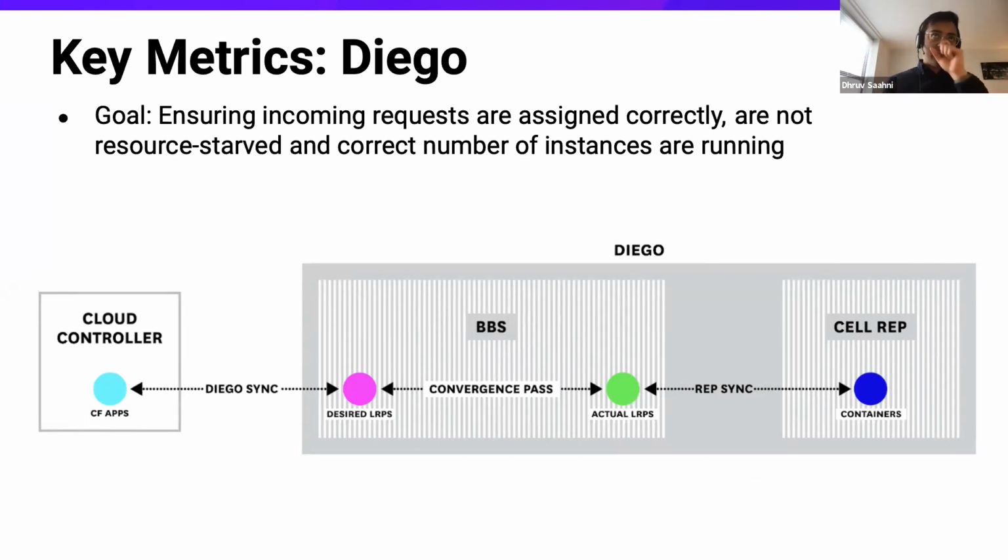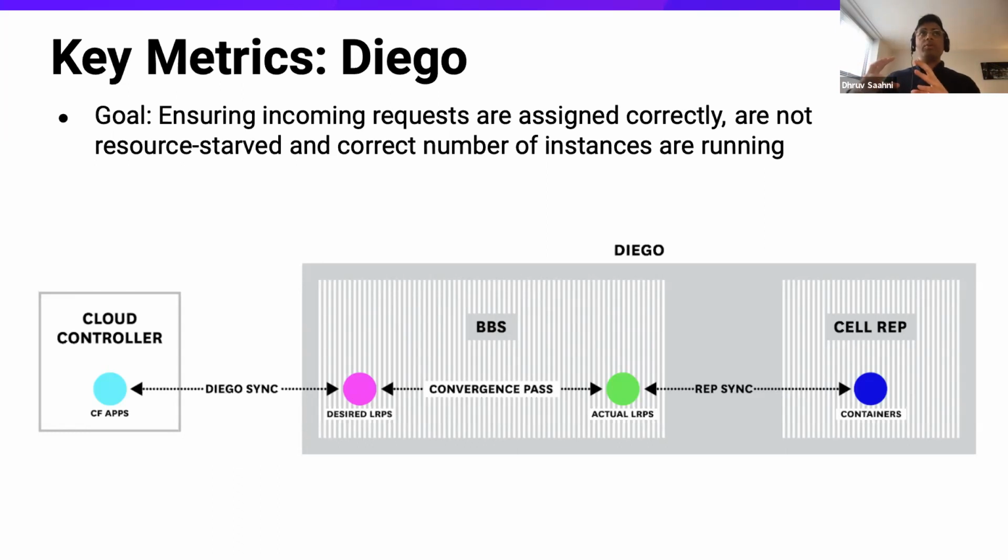So from this diagram, you can see that Diego is on the right, and on the left-hand side is your Cloud Controller API. So essentially, there's a lot of syncing that happens. From your CF apps, the very first sync is to BBS. The bulletin board system, if you remember, does the convergence. It constantly ensures that your desired LRPs and your actual LRPs match, right? So your desired state matches with what's actually running. And it gets the data of what's actually running from the cell rep. The cell rep is the representative of what's running inside your container, and it provides that information to BBS. And essentially, BBS is keeping track of these two things.